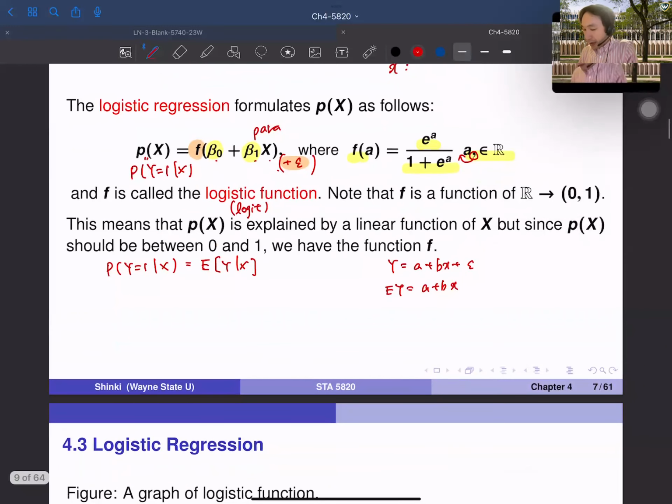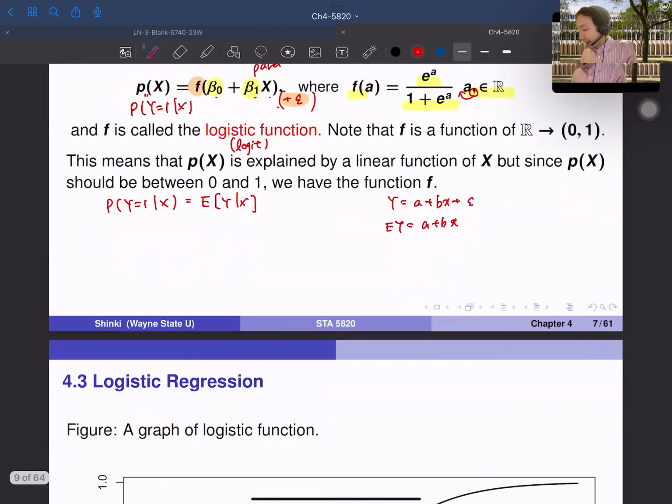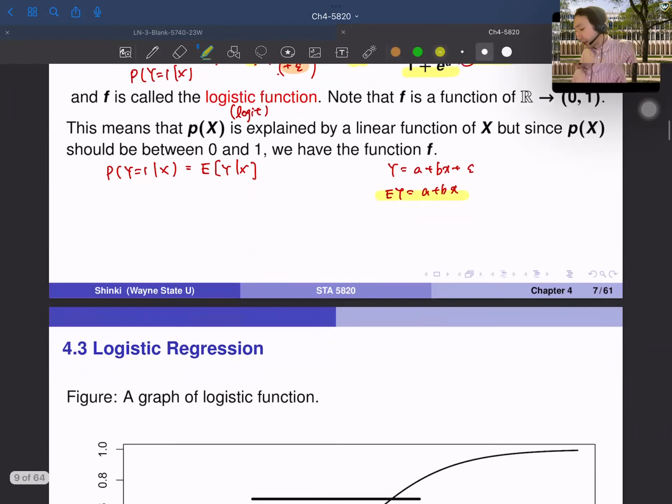So again, the F is one characteristic of logistic regression, and having no error term is another characteristic. But having no error term is in some sense the same as linear regression, since we have taken expectation already.